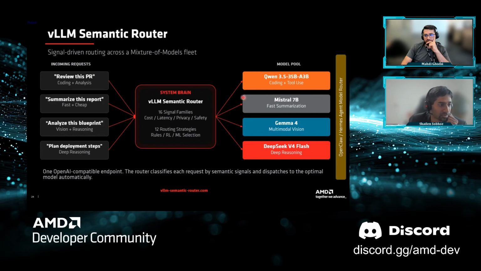So here, this slide summarizes that. An input about coding, review this PR. So this is coding and analysis. Qwen 3.5 is a really great model for doing coding. Vision, Gemma 4, for instance, would be great at doing that. So yeah, you could have the vLLM semantic router sitting on top of OpenClaw, such that OpenClaw or Hermes agent then picks the right model for the right input.